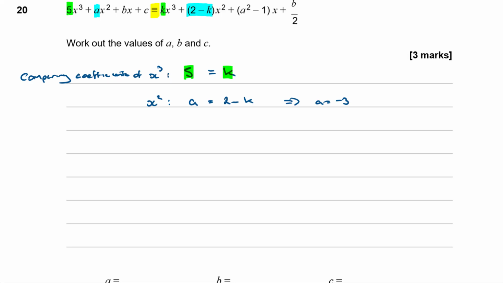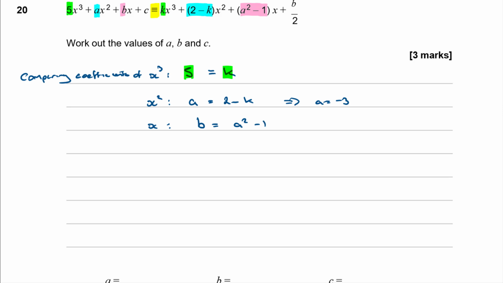Okay, now let's carry on. Let's have a look at the next coefficient. So I've got b and a squared minus 1 up here then. So these two things must be the same when I'm comparing the coefficients of x. So I know that b is equal to a squared minus 1. Now I already know that a is minus 3.